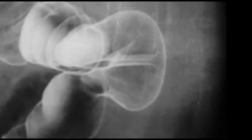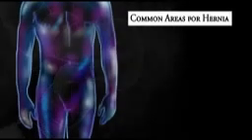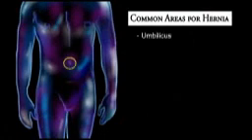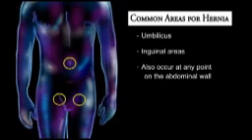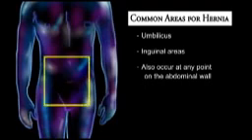A hernia results from a portion of an underlying structure, such as the intestine, protruding through the muscle fibers that make up the inner abdominal wall. Common areas for hernia include the umbilicus and the inguinal areas, but they can also occur at any point on the abdominal wall that is congenitally weak or has been weakened by injury or a large surgical incision.